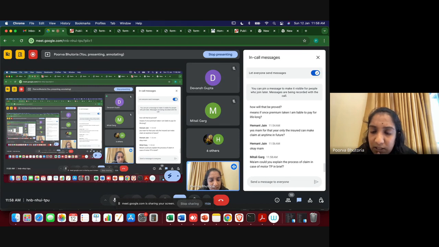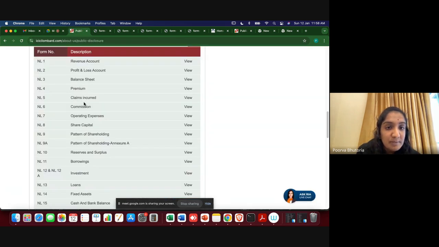Mitali, we'll cover this in the next session at length. Do you want to know how a claim gets reported? Then it can either be settled via Lok Adalat or it can go into court cases. If you want to know the entire process, we'll discuss it at length in the next class. Okay, ma'am. All right. Then we've covered two forms today, premium and claims incurred.